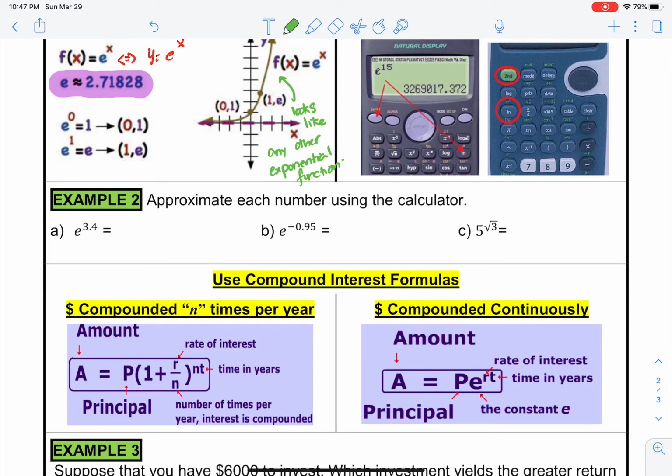So here we are trying to evaluate e raised 3.4, and that would be 29.9641. So if you can't do it that way, you could also do 2.71828 raised 3.4. It should give you the exact same answer, or something very close. Plug it in the calculator again.